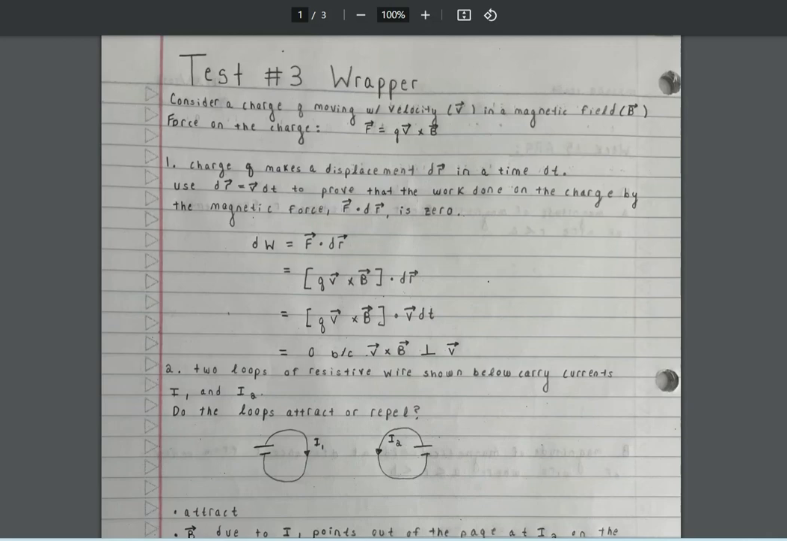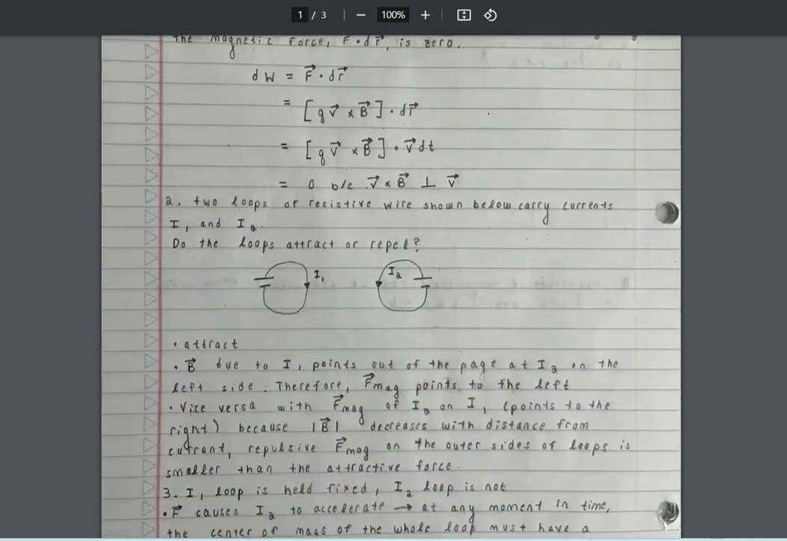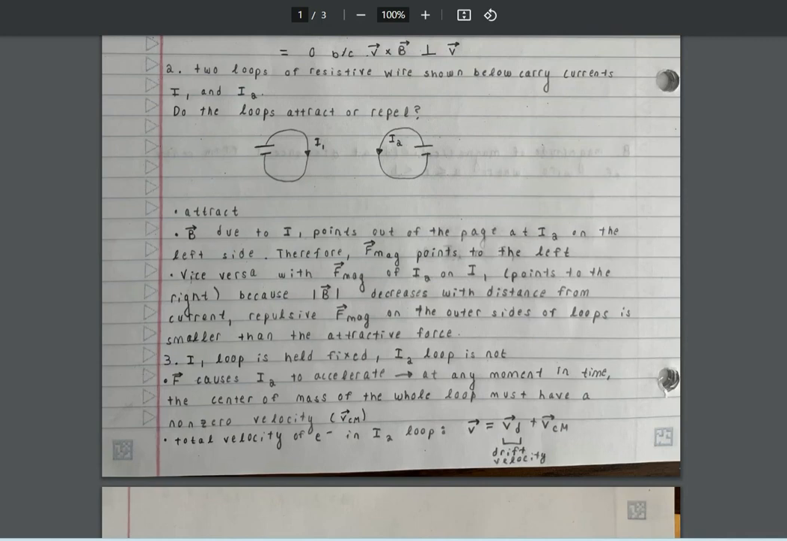So first we're going to write out the force times dr formula, which is equal to the change in work, and then we know that the force is equal to Q times the cross product of V and B. So then we input that into the formula, and that gives us 0 because the cross product of the velocity and the magnetic field vector is perpendicular to the velocity. So in other words, the work done is 0.